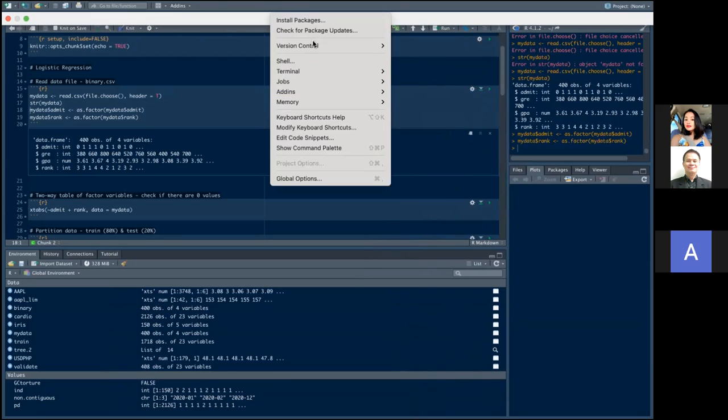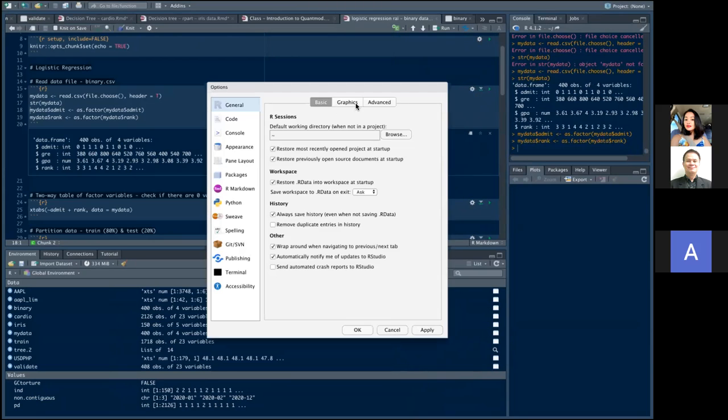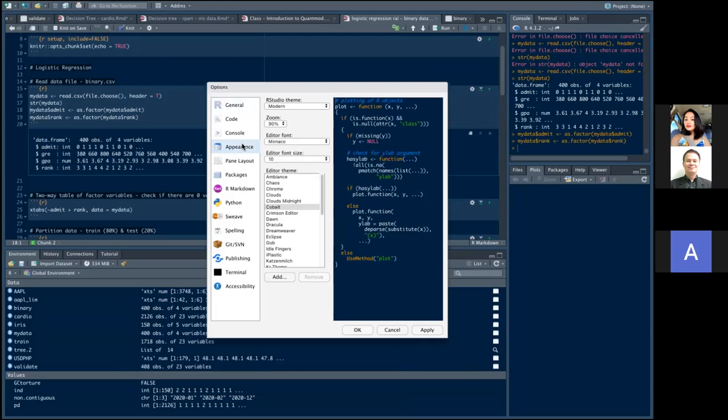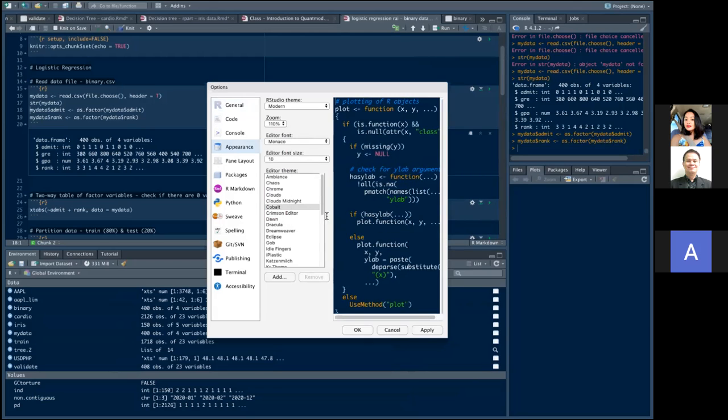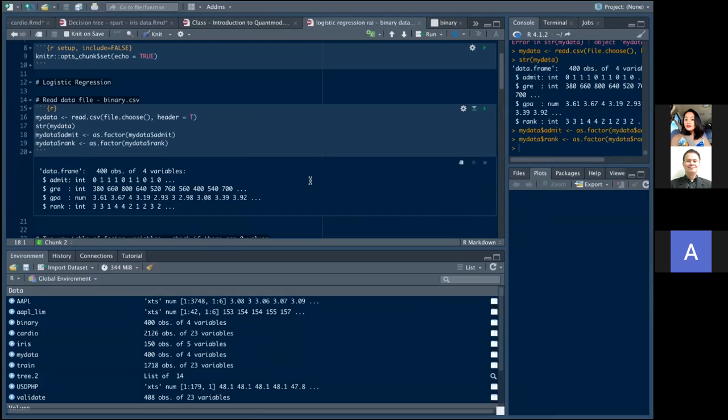Global options, and then appearance. Appearance, on the left side there, up there. Okay, then maybe make it 100% zoom, or 110%. Okay, let's see. Okay, is that better? Can you see now? Yes, better, sir.